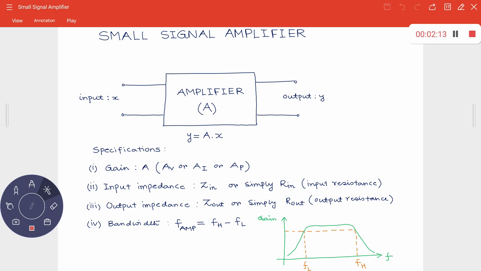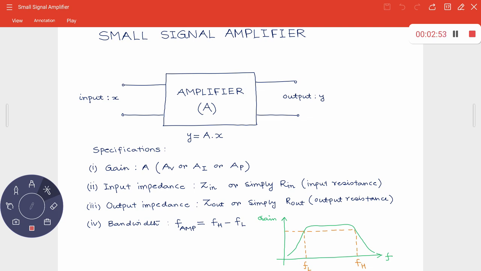As far as our discussion is concerned, here we have X as an electrical signal, right? Similarly, Y is another electrical signal. What kind of electrical signal can you expect? Either it can be voltage or it can be current, right? So accordingly, your X can be voltage or current, and Y can be voltage or current. And as a matter of fact, the dimension of this A can be different. For example, if your input is a voltage and the output is also a voltage, it's nothing but a voltage amplifier, right?